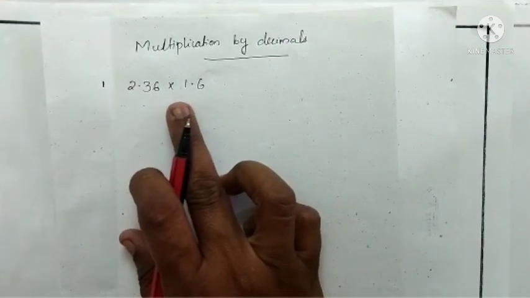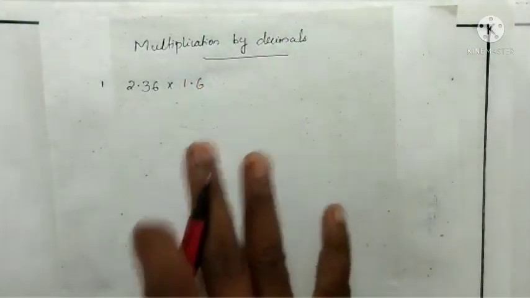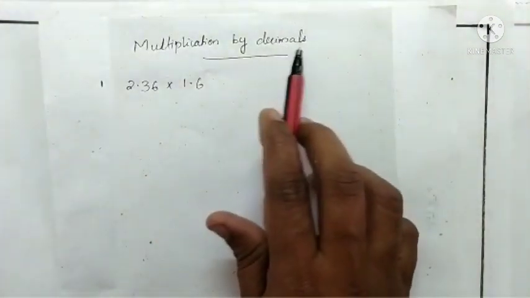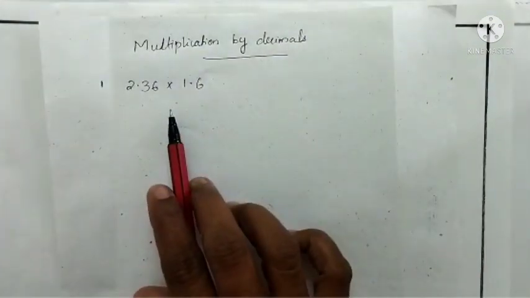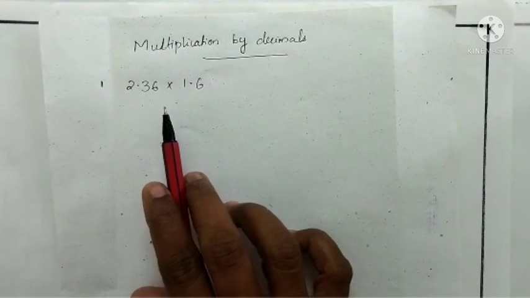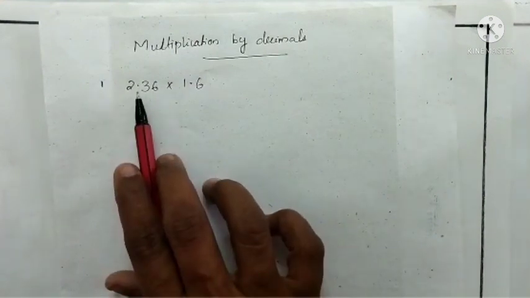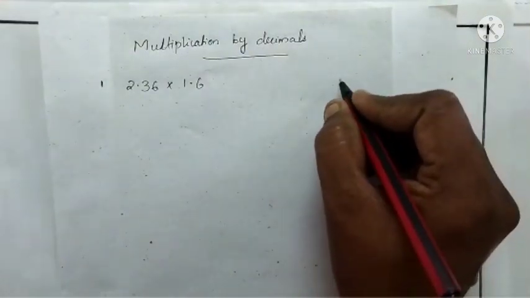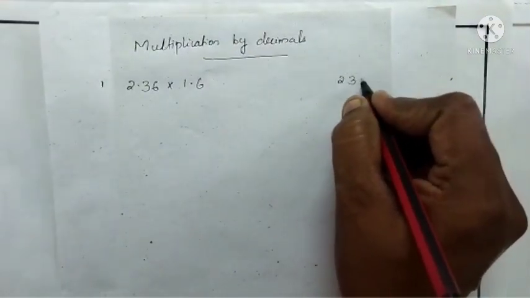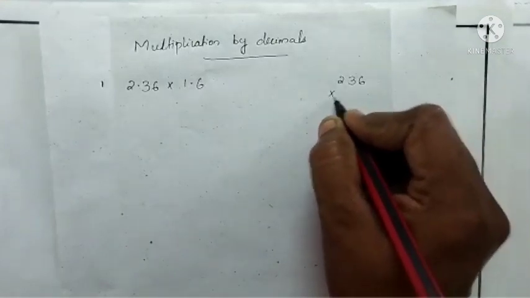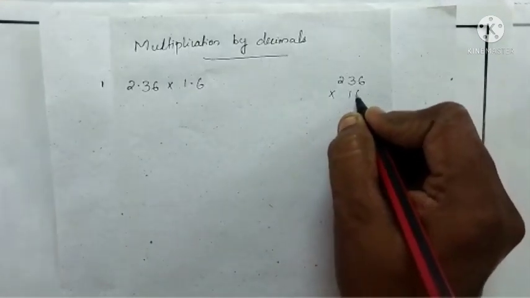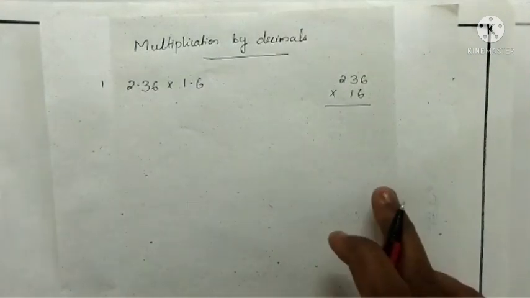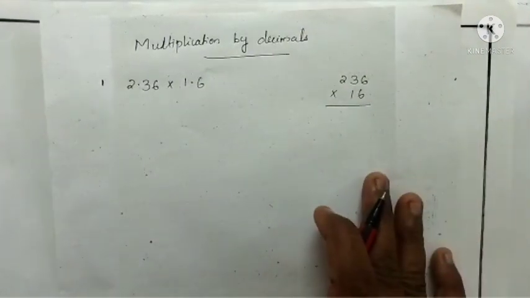Here, we need to find out the product of these two numbers. How can we find out the product of these two numbers? These two numbers are decimal numbers. So, let's see how we can do the calculation. First step, remove the decimal points and write the numbers. That is, the first number 236 into the second number 16. Understand? First we need to do the calculation like this.